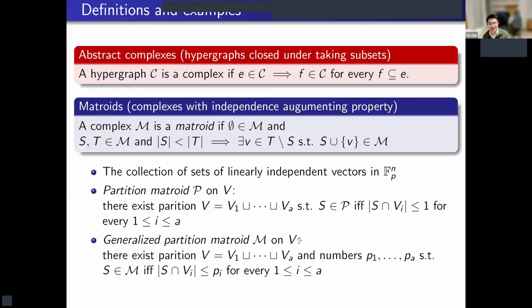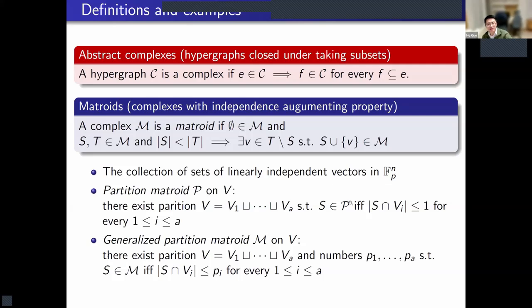So you can assume that this V is, because we know that a matroid is also a hypergraph, your vertex set. And you partition this vertex set into disjoint parts, say V1 up to Va, and you want to know what the edges look like. The edge just intersects each part at most once. So that is the edge of your partition matroid. Okay, I guess I'm following you. Okay.